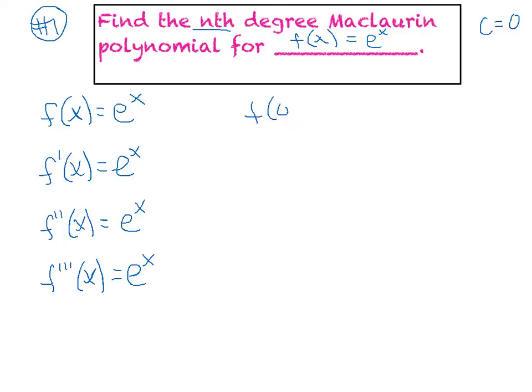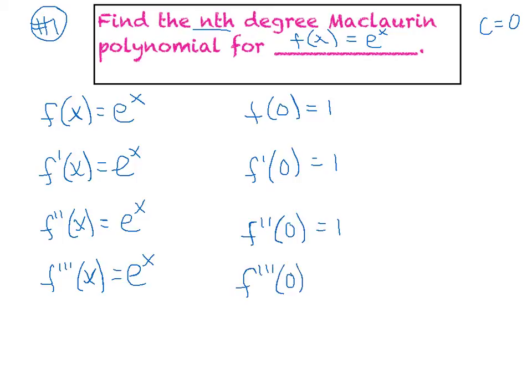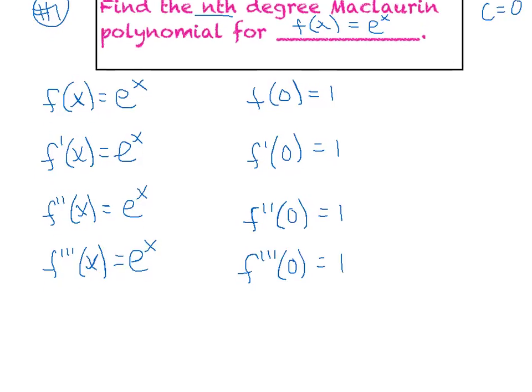So we know f of 0 is equal to 1. We know that the first derivative evaluated at 0 is 1. We know the second derivative evaluated at 0 is also 1. And we know the third derivative evaluated at 0 is equal to 1. So once we get all those derivatives evaluated at the point of center, we can now safely look back at our general form for our Maclaurin and just start plugging things in. And you're going to find out that this is pretty easy.